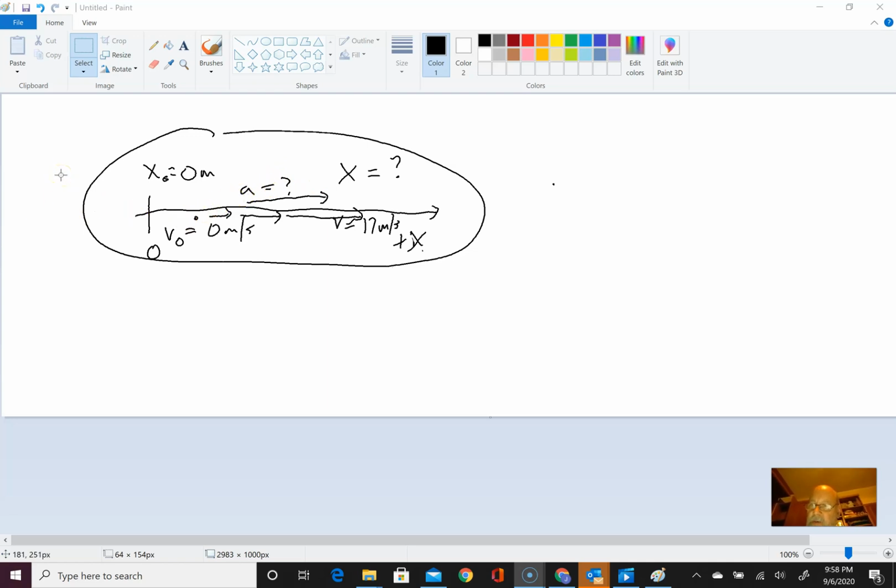And now we said that we were going to take that information and put it in a slightly different form on the diagram here. We're going to create something called a given list. This means this is the information that's given to us. And so my initial x value is 0 meters. My final x value, I don't know. My initial velocity was 0 meters per second. My final velocity was 17 meters per second.